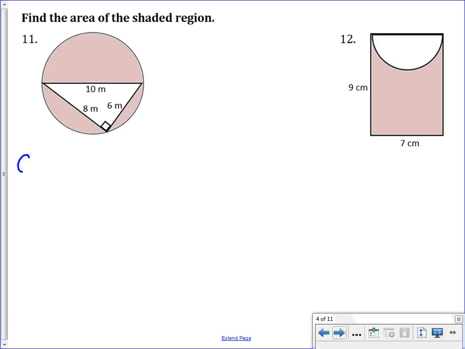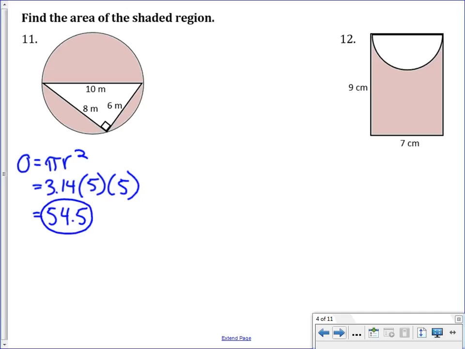So my circle is pi r squared. That means 3.14 times 5 times 5, because if the diameter is 10, the radius is 5. When I do that math, I wind up with 54.5. So there's my circle. Now I also have to do the triangle.